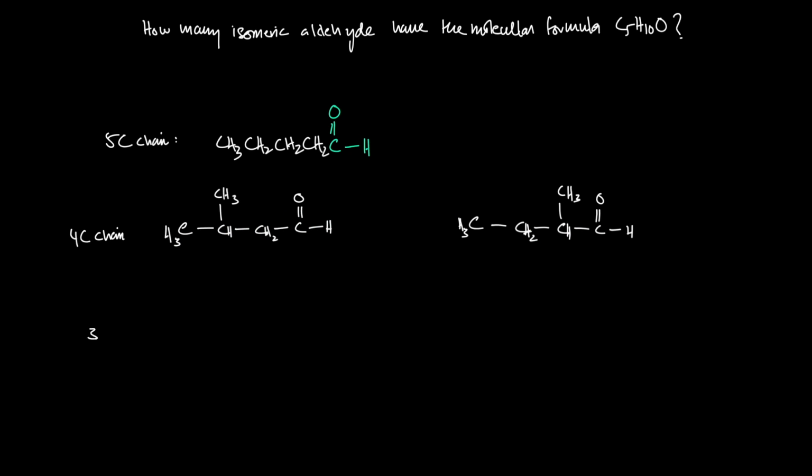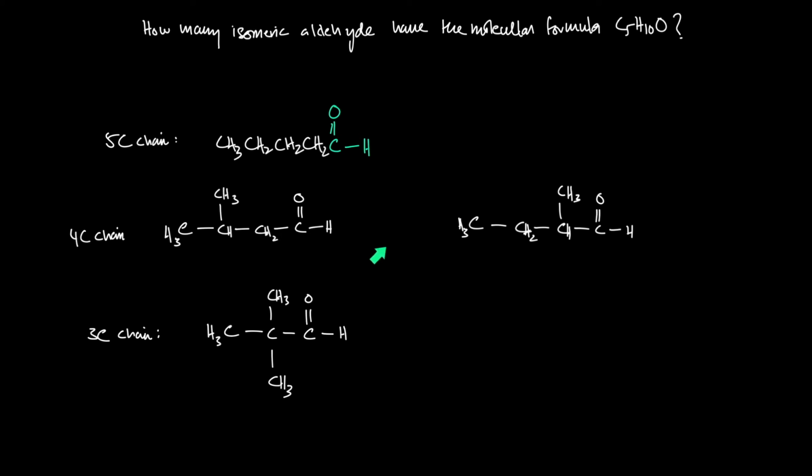Another possibility that I have is a 3-carbon chain. In a 3-carbon chain, what do I have? I have something like this. I have this CHO, and then I have a carbon here and a carbon here. So these are my four possible structural isomers.